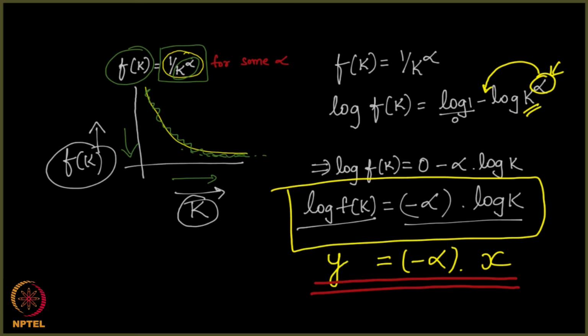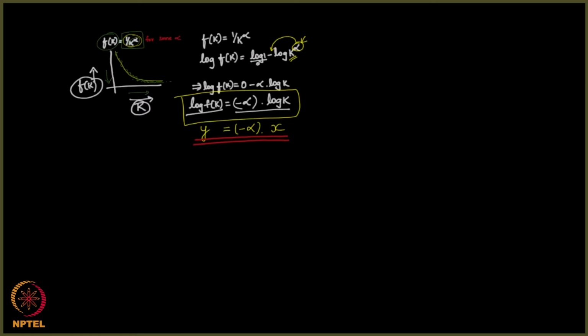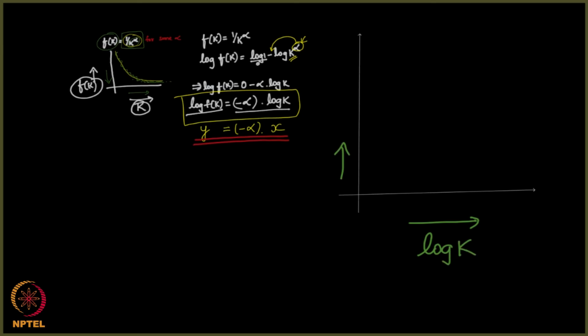So what does it mean? This simply means that when you are trying to plot the log of the graph, let's say you're not plotting the typical k and f of k. Let me be clear here, I'm drawing a plot: this is my y-axis, this is my x-axis, and instead of k, I plot here log k, and here I plot log of f of k.